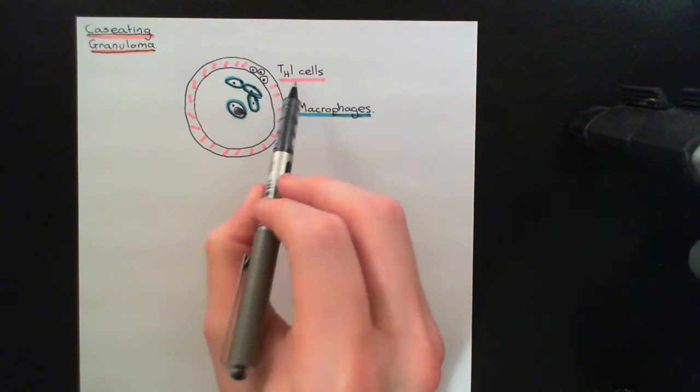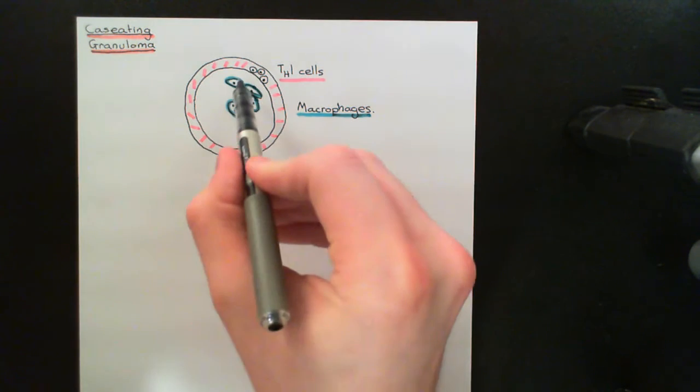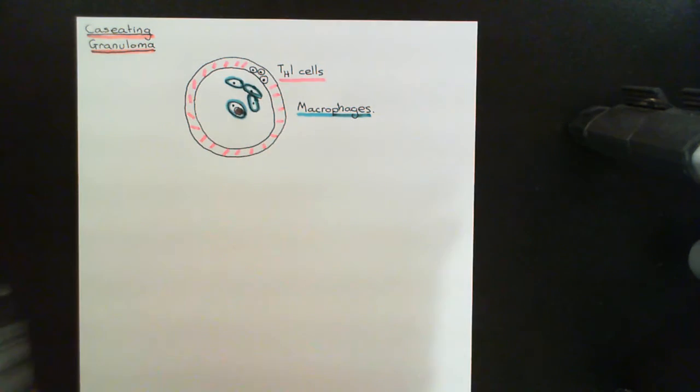Okay? The T helper 1 cells around the edge will be capable of giving help to that macrophage. If it's to come close to them, they'll be able to give it help.